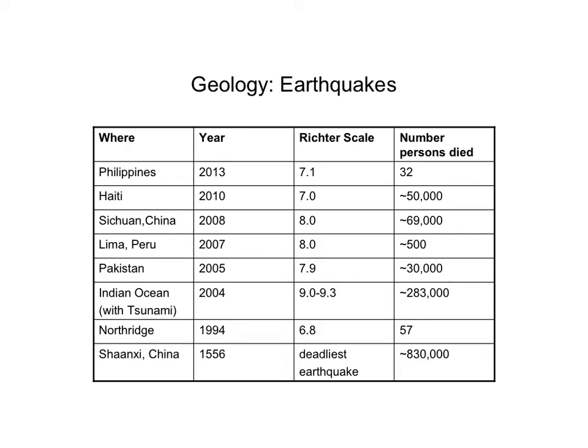There's our Northridge quake, 6.8. I was living in Chatsworth at the time. I remember it well, and working at CSUN. And then the last one, if you Google it, you can see that there was one in Shaanxi, China in 1556, and it is assumed to be the deadliest earthquake ever based on the number of people that died.